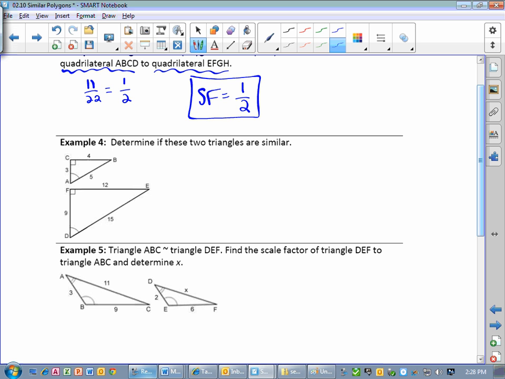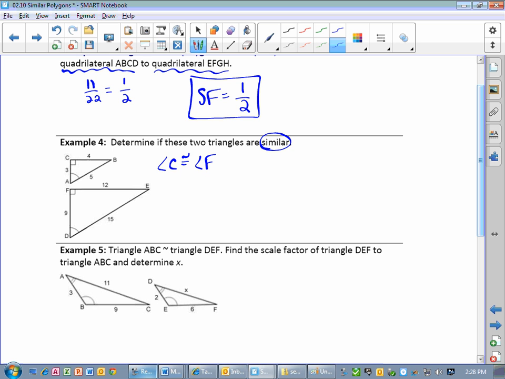Determine if these two triangles are similar. So there's two criteria for them to be similar. Notice not congruent. We can tell by looking at it they're not congruent. We're looking for similarity. So the first criteria is all the corresponding angles have to be congruent. So angle C, is angle C congruent to angle F? How do you know? Because they're both right.